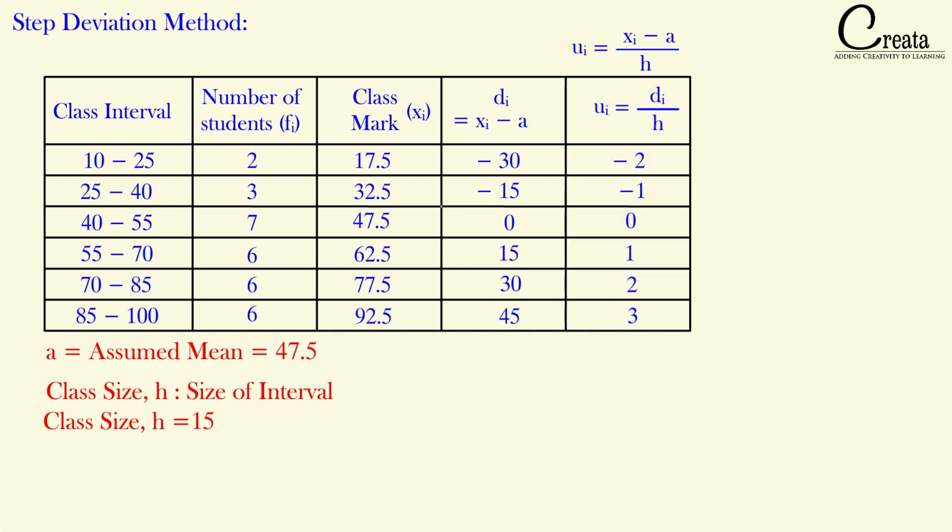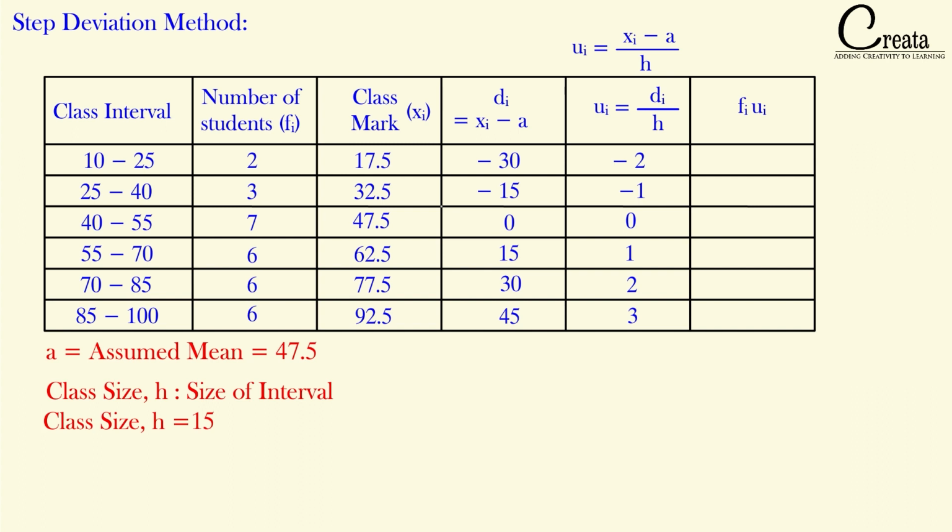Let's move further. Let's go for Fi into Ui. Let's add one more column, that is Fi into Ui. In the first method we went with Fi into xi. In the next method we went for Fi into Di. Here we are going for Fi into Ui. Everything else is the same. Let's calculate the mean of u, that is u bar, which will be equal to the sum of Fi into Ui upon the sum of Fi.